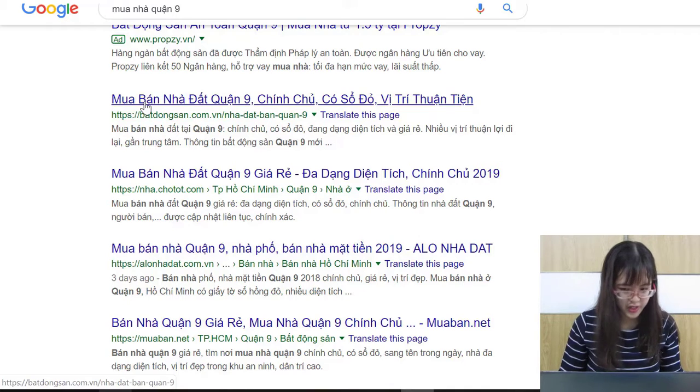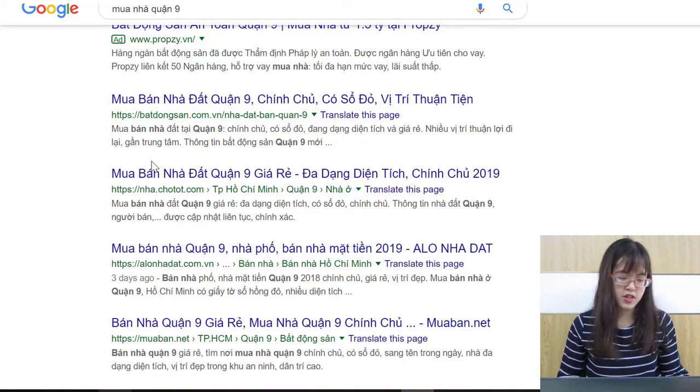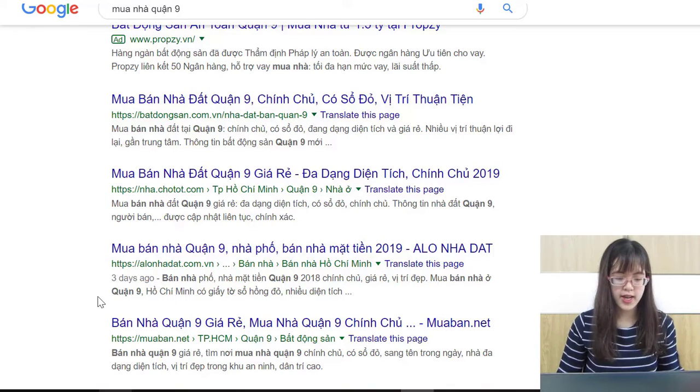The first result gains about 40 to 50% of the clicks. The second gains about 15 to 20% of the clicks, and the last one gets nearly 10%. So it's very important for the firm to have a very high chance of being clicked. That way, you can gain more sales for your firm. That's why being on the first page is very important to the firm.